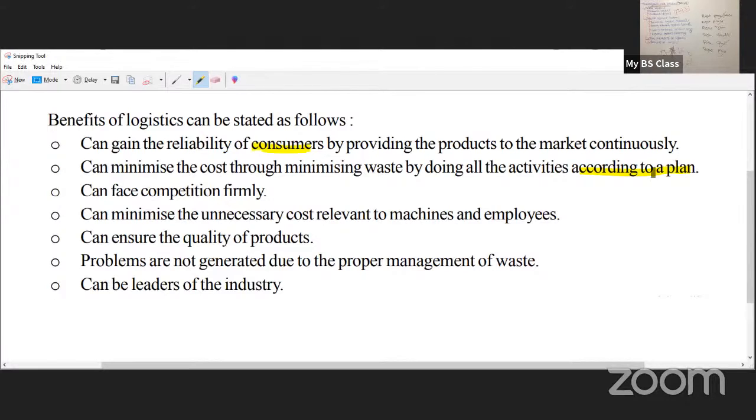So when you work overtime, you also make sure the quality is maintained and the problems are not generated, due to proper management, right? So waste management happens as you expect, and you can be the market leader because your logistics is very well organized, right?